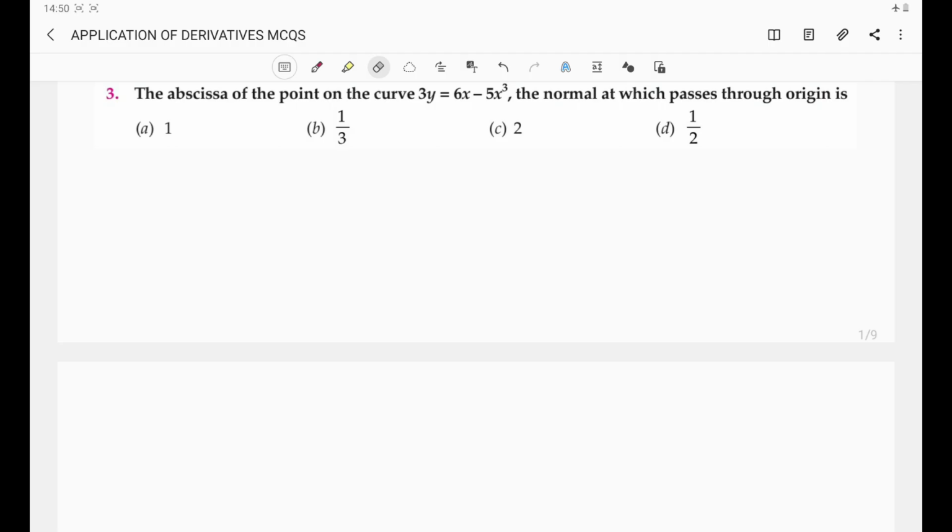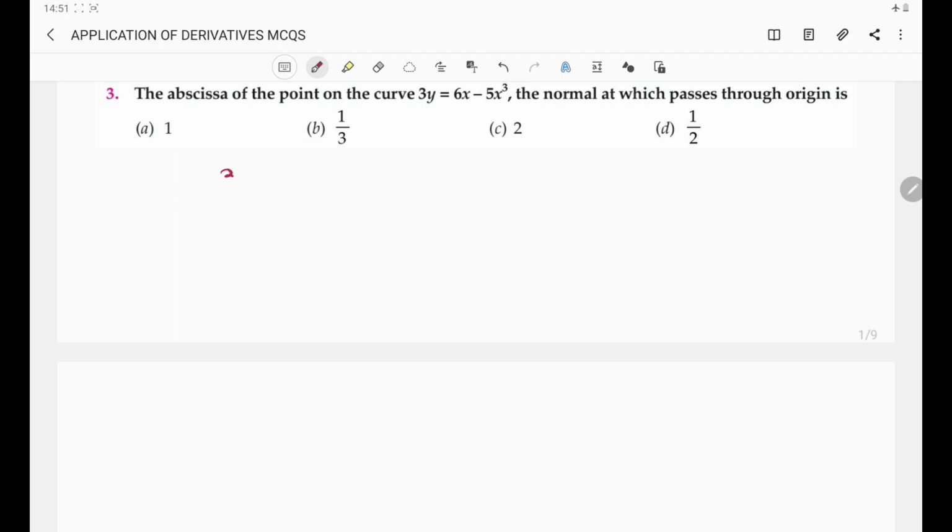Question number 3. The abscissa of the point on the curve 3y is equal to 6x minus 5x cube, the normal at which passes through the origin, is. Here we have to find the x coordinate of the point of contact to the curve 3y equal to 6x minus 5x cube, where the normal drawn is passing through the origin. Let us find the slope of the tangent and then we find the slope of the normal. So, let us find dy by dx.